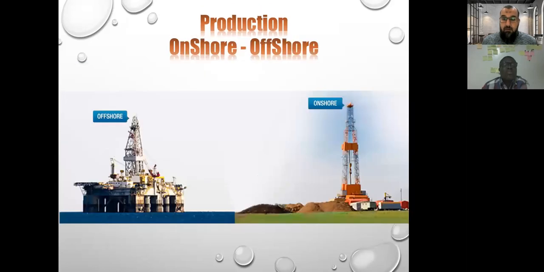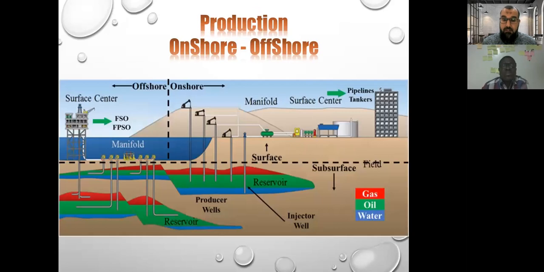Okay, now in the production, as I said, we have onshore and we have offshore. The onshore, as I said, is on the land, so any manifold or any facility or any area or any oil being explored on the land, they put the facility on the land, they put the rig on the land, they start the exploration and production on the land. So they call it what? They call it onshore, because they started on the land.